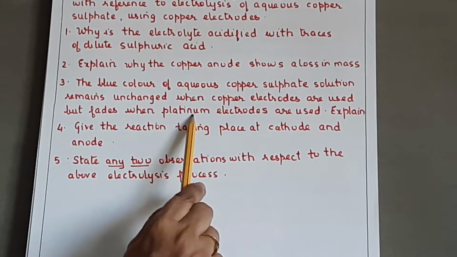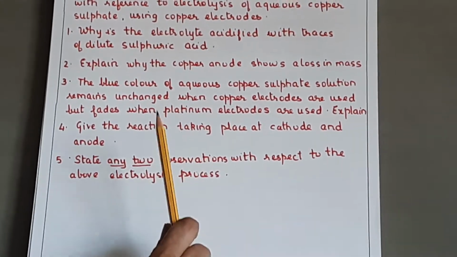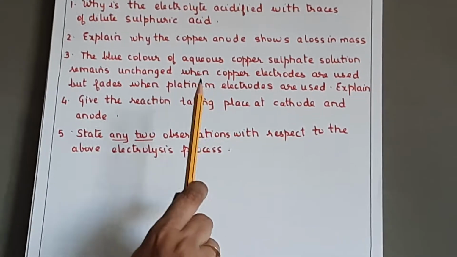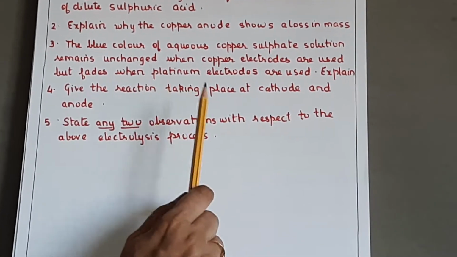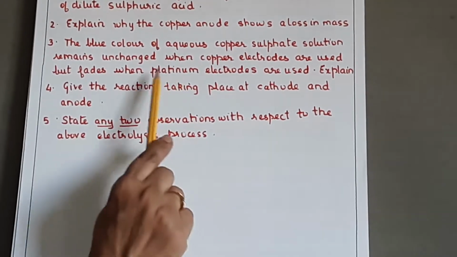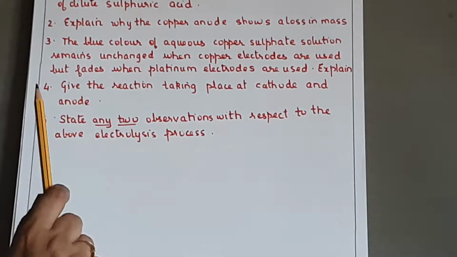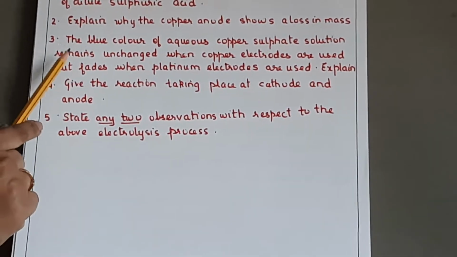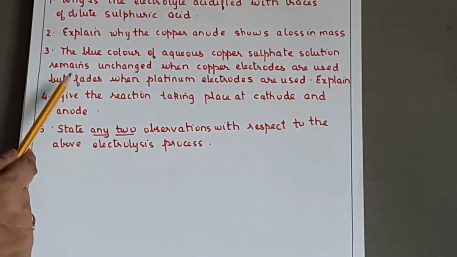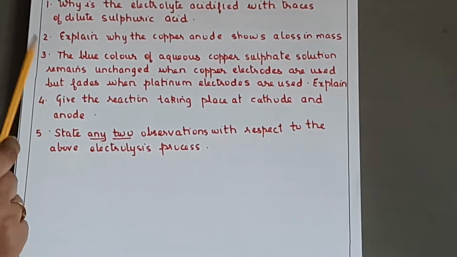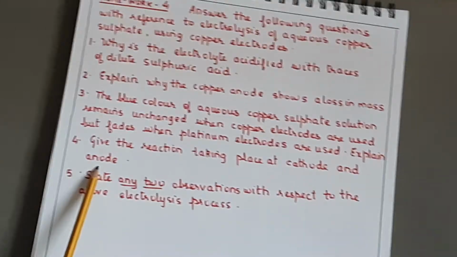But when you are using platinum electrodes, what is happening? The copper ions which are getting discharged as neutral copper atoms at the cathode, there is nothing at the anode to replace them, right? So there will be a decrease in copper ions, thereby the electrolyte will fade. Okay, the answers are there in the PDF. You have to look up the PDF around page 134, 135 and then find the answers and write them in the notebook. Give the reaction taking place at the cathode and anode.